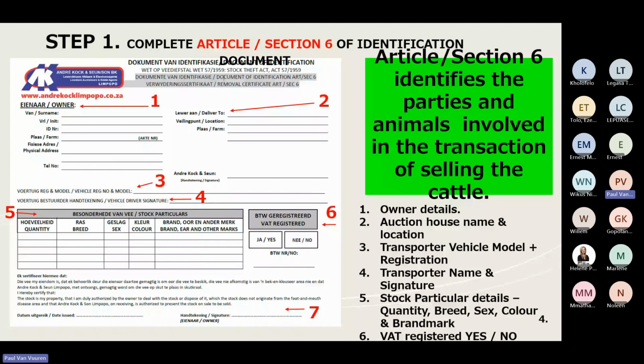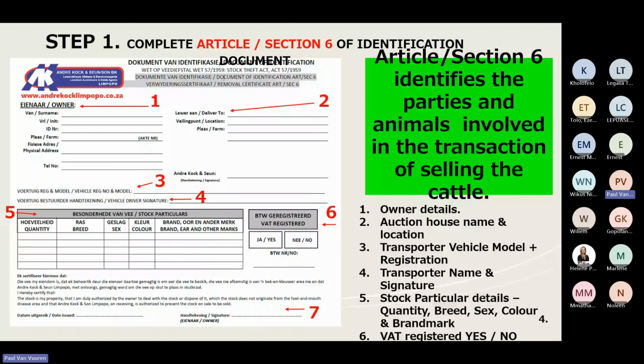Number 5 is very important. It's the quantity of the cattle, the breed, the sex and the color. And then very important, the brand mark must be clearly stated and written out very neatly, so there are no gray areas about what the brand mark is. Also very important is the VAT registration: are you registered for VAT or not?